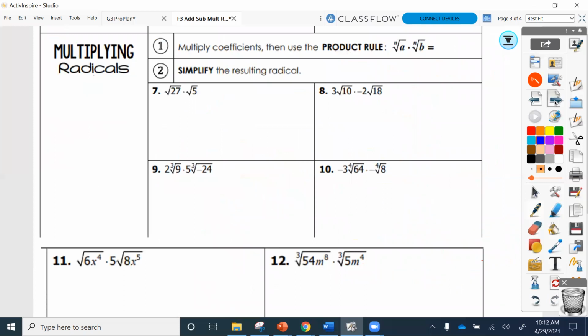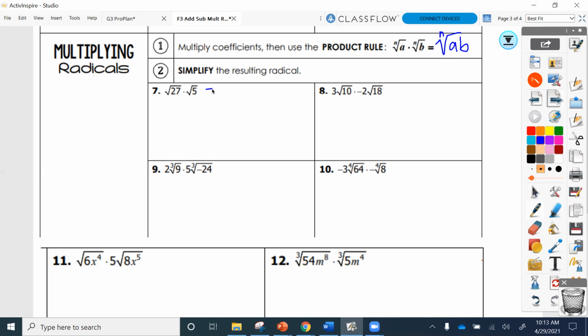Multiplying radicals uses this rule: if you multiply something with the same index, the radicands don't have to be the same. So if you take the nth root of A and multiply it by the nth root of B, as long as the index is the same, you're allowed to multiply A times B. So what we do first is multiply any coefficients. Coefficients would be the numbers on the outside. Then use the product rule.